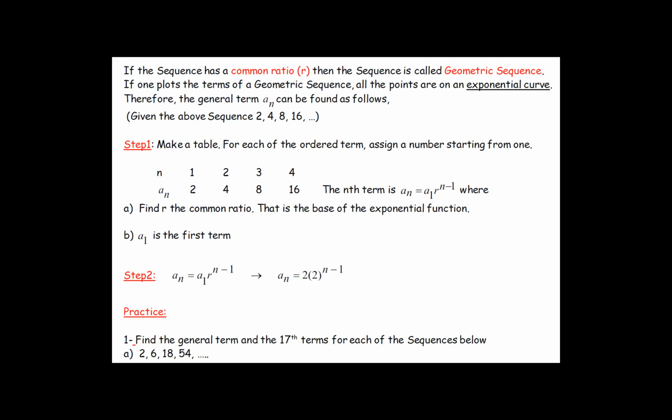So in the first sequence we see, which is 2, 4, 8, and 16, in order to find the common ratio, you have to divide the (n plus 1) term by the nth term. So 4 divided by 2, which would equal 2, that would be our common ratio. The general term for a geometric sequence is a_n equals a_1 times r raised to n minus 1.